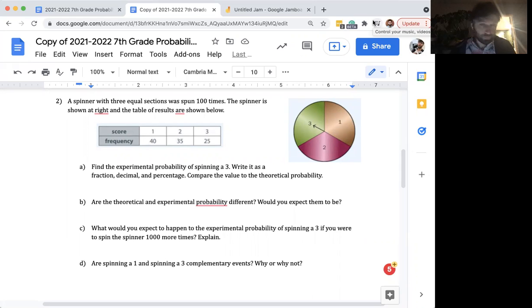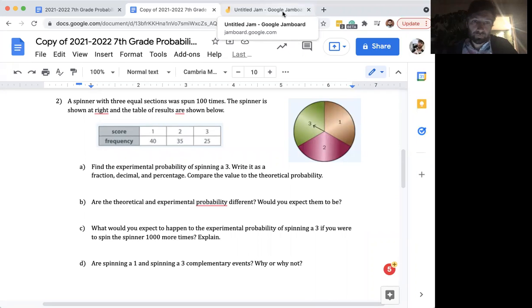Question 2 says a spinner with 3 equal sections was spun 100 times. The spinner is shown at right, and the table of results is shown below. So a 1 happened 40 times, a 2 happened 35 times, and a 3 happened 25 times. This is all going to be very similar to number 1, it's just a second attempt.